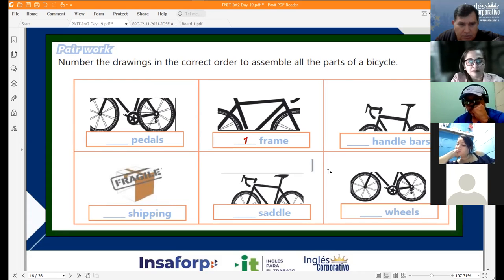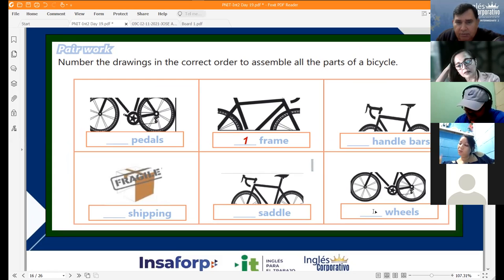Wheels. Beg your pardon? Would you please repeat? Wheels, maybe. Of course, the wheels. Yes, why not? For me, the wheels are the last ones, but that's okay. We can put them as number two. The wheels. And what's next?